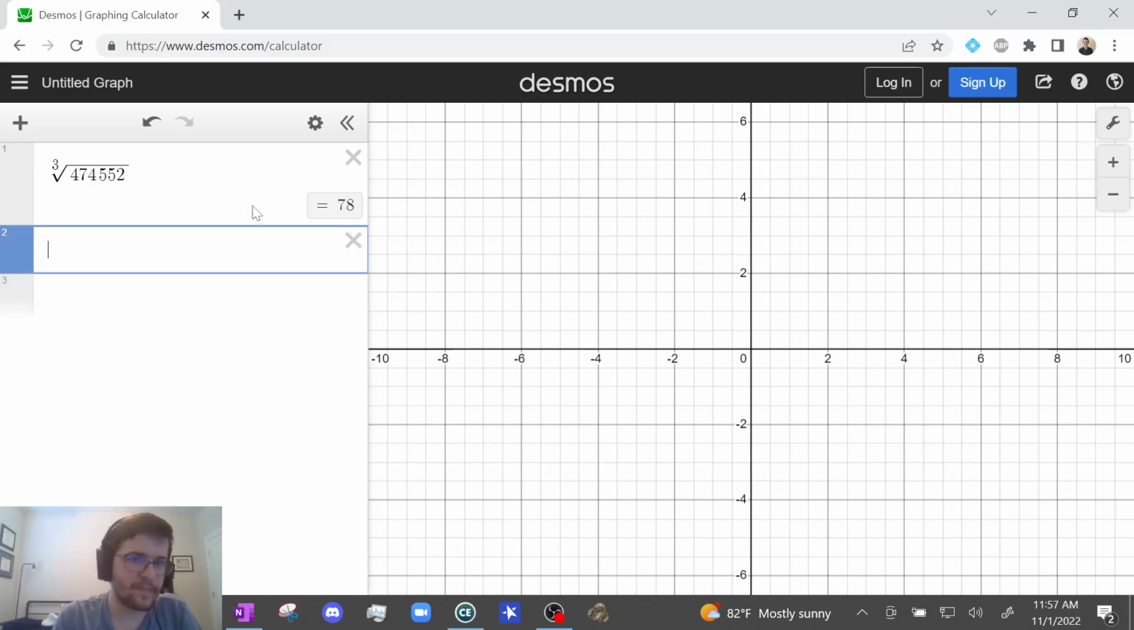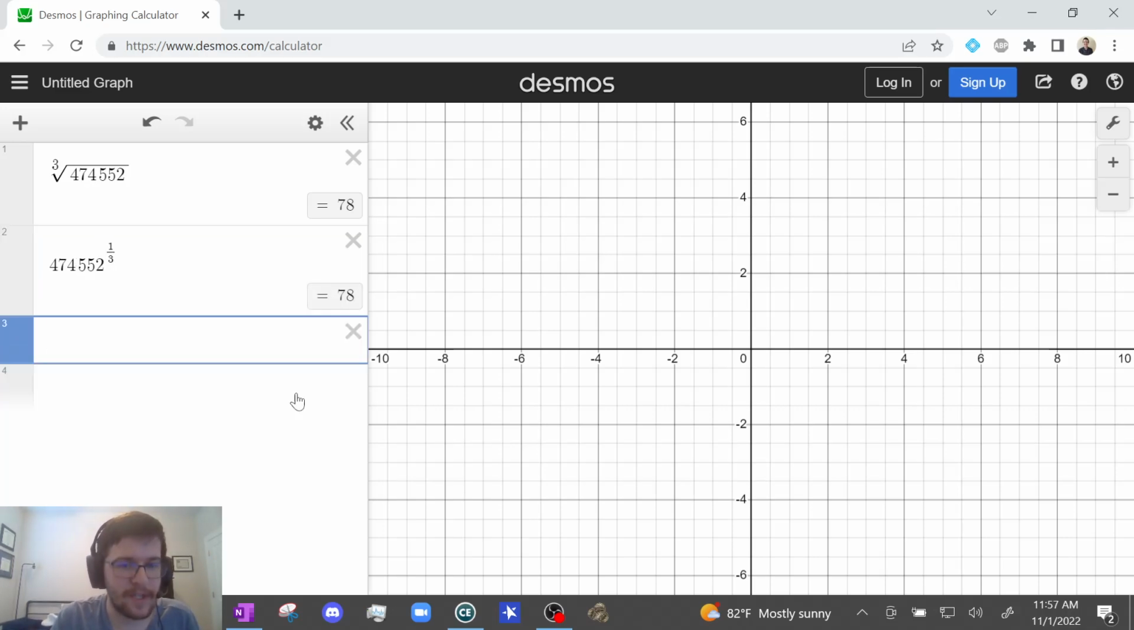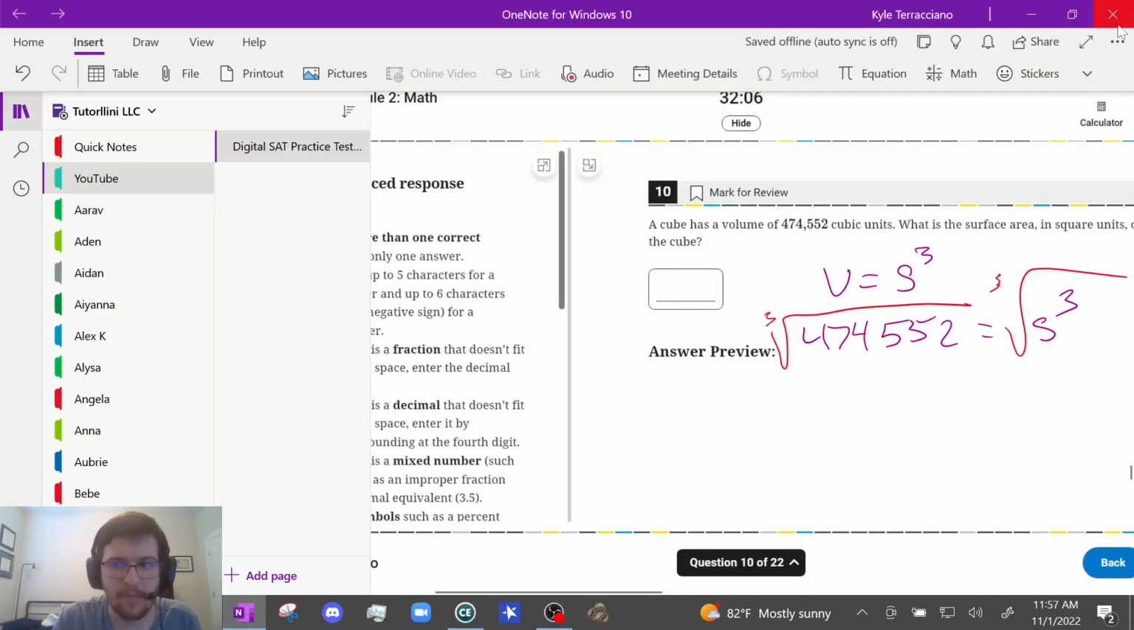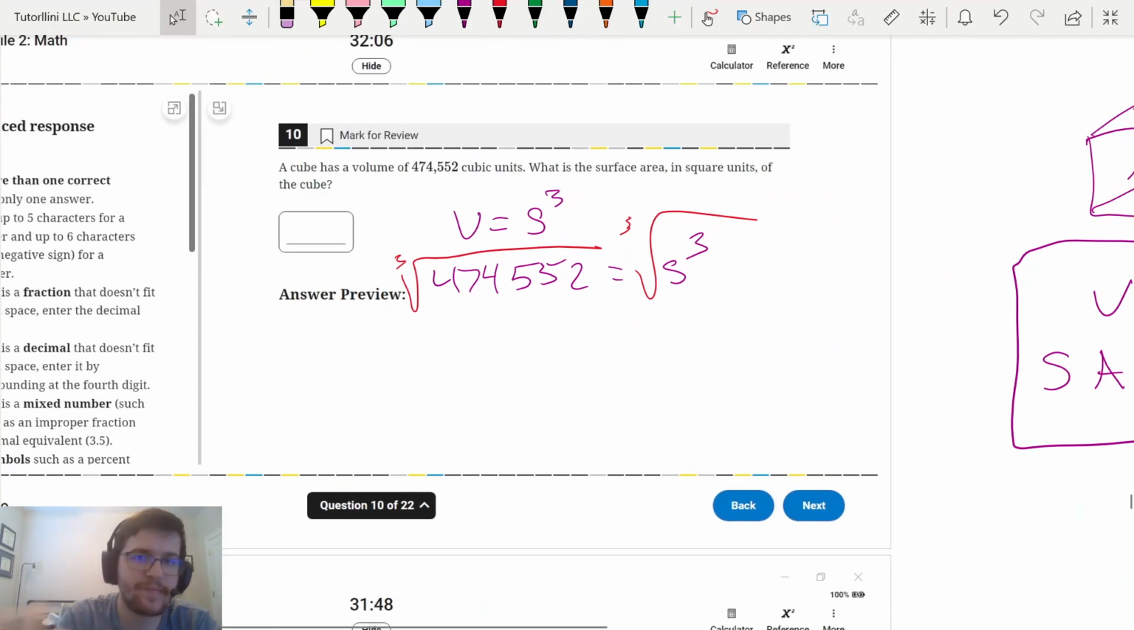474,552, and you get 78. Another thing you can do is recognize that the cube root is the 1/3 power, and you can type in the 1/3, and you also get 78. Doesn't matter. So moral of the story here, s is equal to 78.